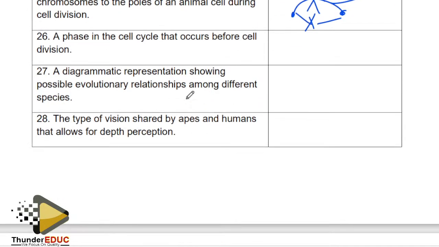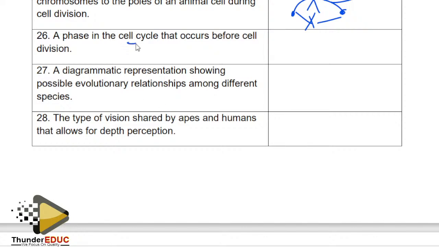Then they're saying a phase in the cell cycle that occurs before cell division, interphase. A phase in a cell cycle. Yes, they're not saying the phase in meiosis. They're saying cell cycle, so it means that you talk about interphase.